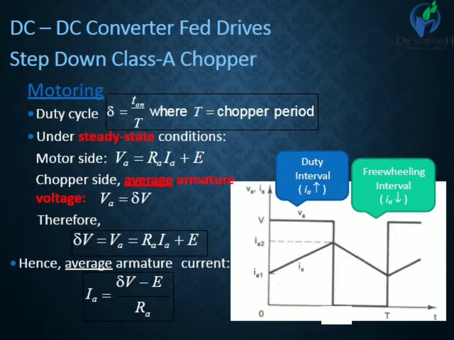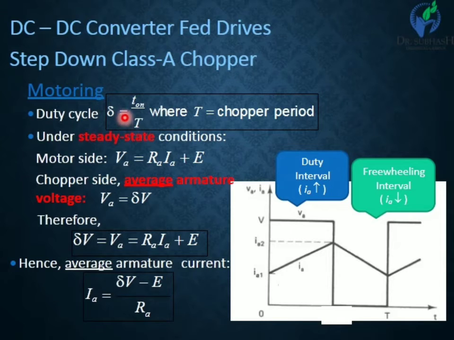Here we show a characteristic of class A chopper. First, when the switch is on, then input power is applied to the motor. So the voltage of the motor is always VA and the current starts increasing. So here we show a graph. Second part, when the switch is off, the voltage of the motor decreases to 0 and the current from the motor starts decreasing via the freewheeling diode DF.